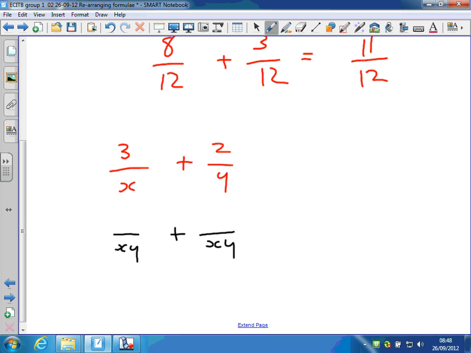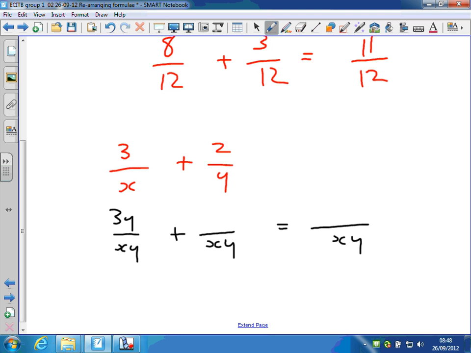So this becomes something over xy plus something over xy. Now the common denominator is there. So I can add them. And it will equal something over xy. Now the key thing now is, what have I got to do here? What have I got to times x by to get xy? So what do I do to the top? Times it by y.